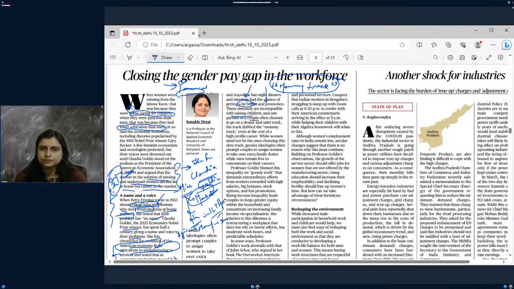While women need not be the one choosing this slow track, gender ideologies often prompt couples to assign women to take over extra family duties while men remain free to concentrate on their careers. This is exactly what I just said right now, that men are taking all those fat bonuses and promotions, whereas the women are the ones who are staying back and taking care of the home.